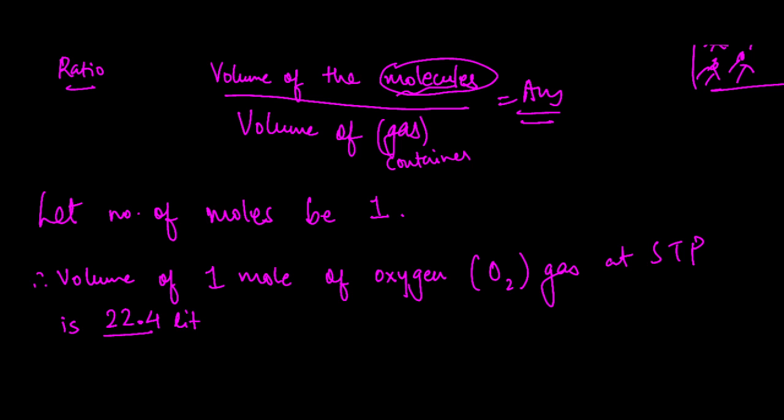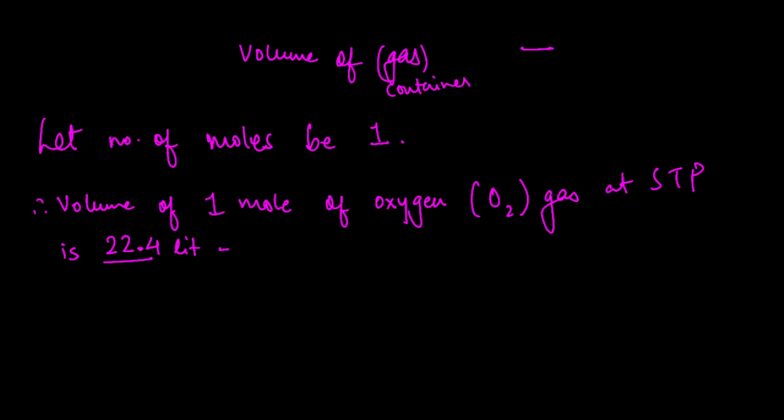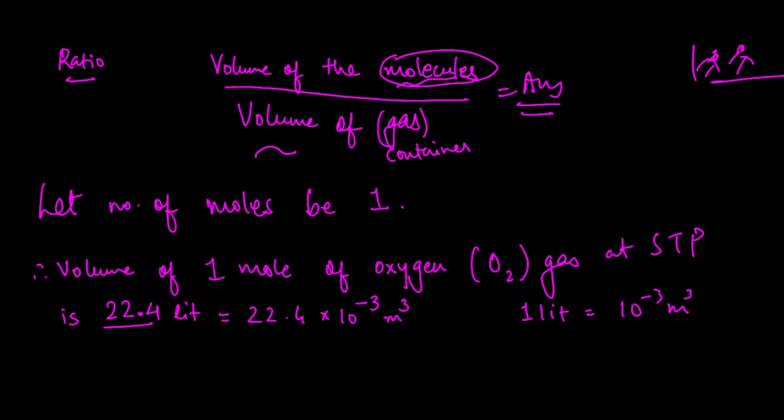Now, liter is not a unit that we like, so we will convert it to meter cube. 1 liter is 10 raised to minus 3 meter cube. So, I converted 1 liter to 10 raised to minus 3. Now, once you have got this in the denominator, do you understand why I took 1 mole? If we take 1 mole, we can easily find the denominator. So we don't have to worry about anything.